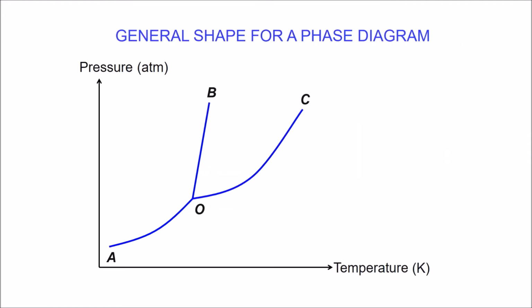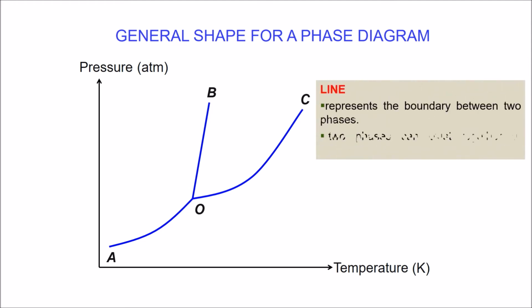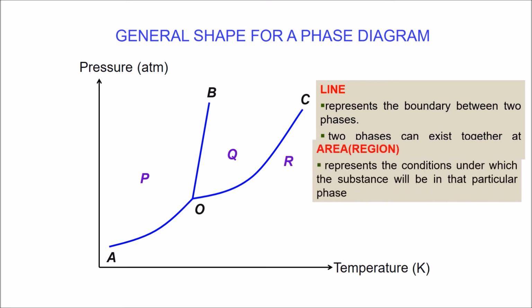This is the general shape for a phase diagram. On the x-axis, we have temperature. On the y-axis, we have pressure. The lines shown represent the boundary between two phases. Two phases can exist together at equilibrium. P, Q, and R represent the areas or regions, which are the conditions under which the substance will be in that particular phase.